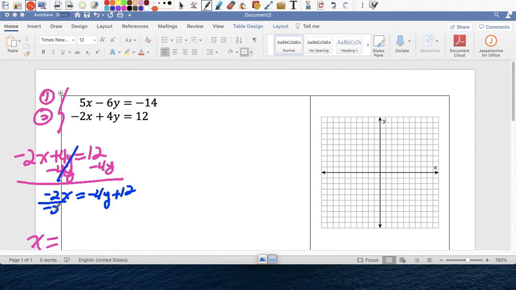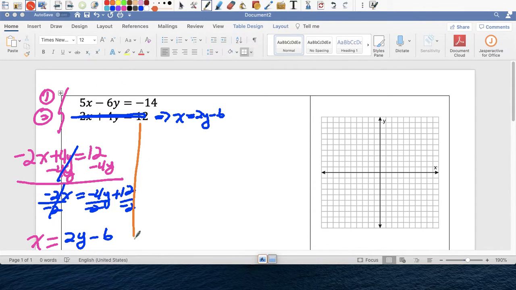Now divide everything by negative 2. Finally it gets our variable isolated, and we get x equals 2y minus 6. Okay, so I'm going to rewrite it as that. Let me just cross it out so we don't confuse that anymore. Just like before, on the top equation, wherever we see the x, I'm going to replace it with 2y minus 6. So we get 5 times 2y minus 6, minus 6y equals negative 14. That is an equation now with only one variable, which we can solve.